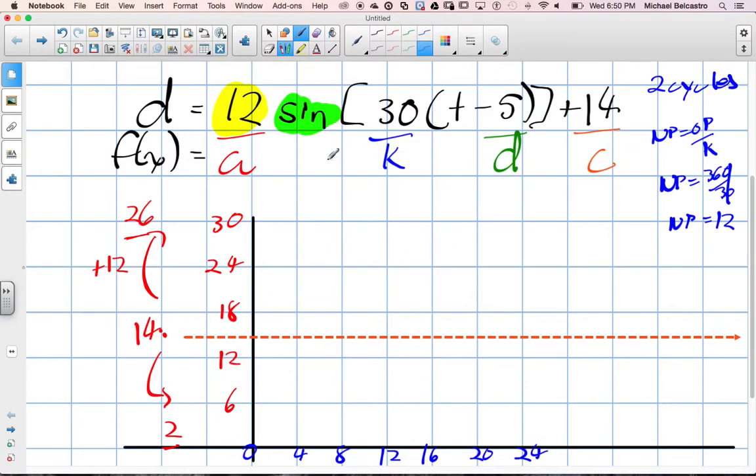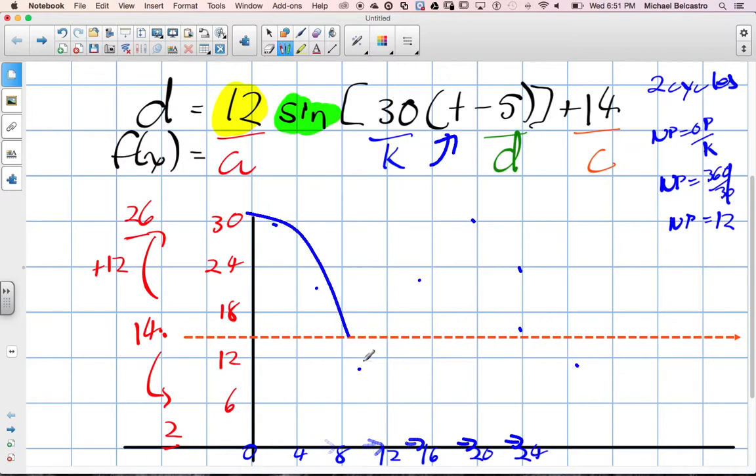Okay? So now that we have a whole bunch of that information, there's a couple ways we can plot these points. You could, if you really want, plug in the x values, so 0, 4, 8, 12, 16, 20, 24, in for t. And every single time you'll get a y coordinate, and you can just put dots around a page and connect the dots.